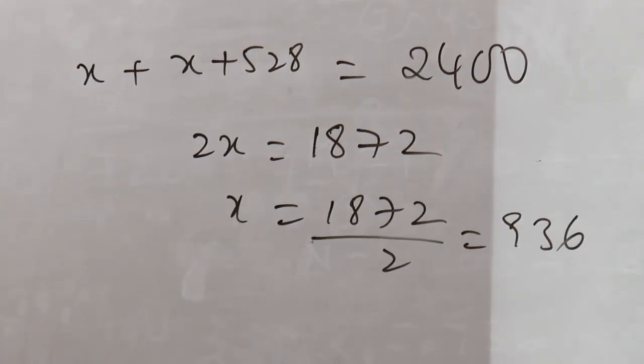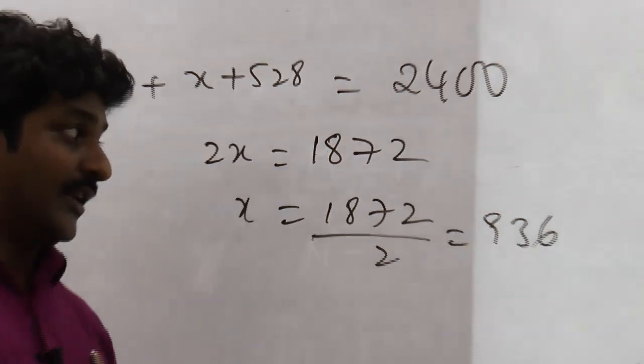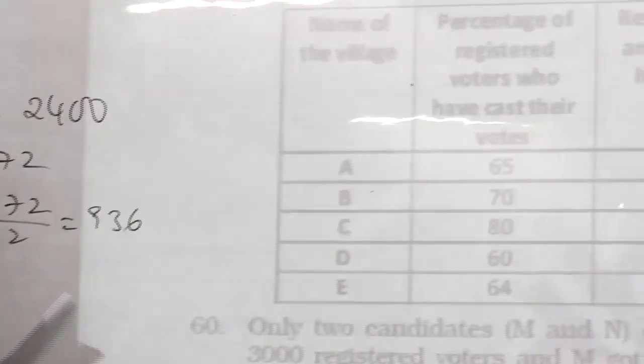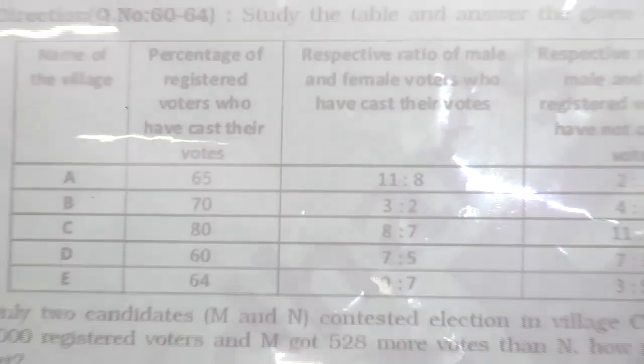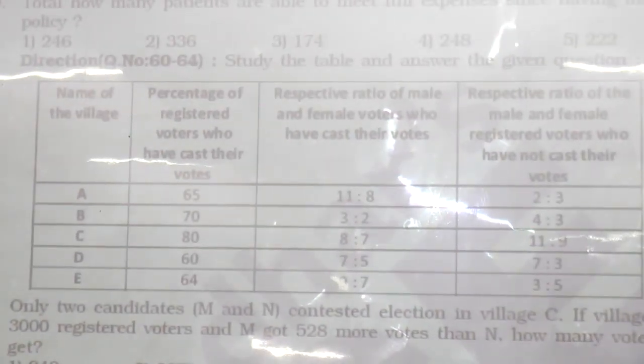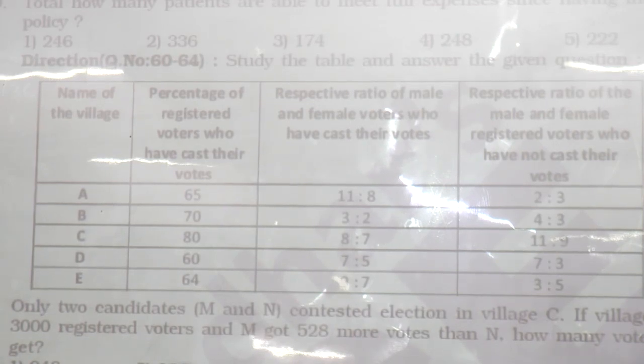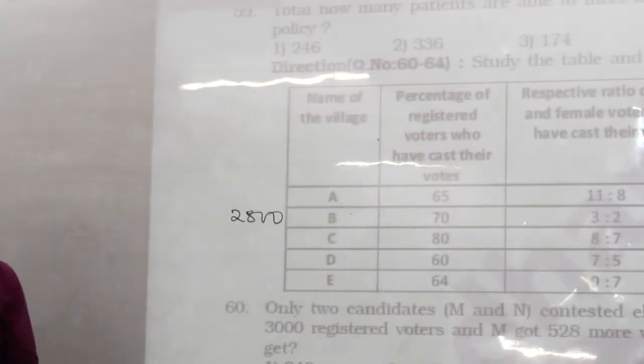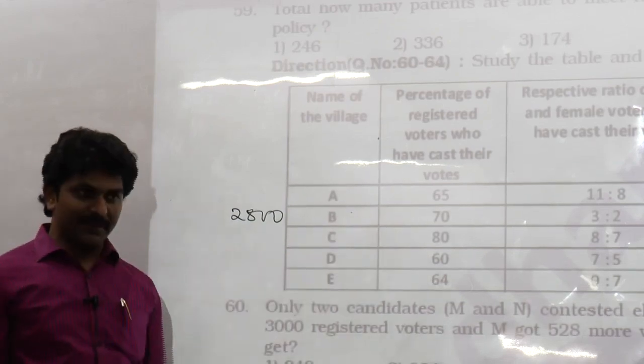Next, 61. If the number of registered voters in village B is 2800, what is the difference between female registered voters who have casted their votes and female registered voters who have not casted their vote in that village respectively? So total village population is 2800. Out of that, only 70% have participated in election.